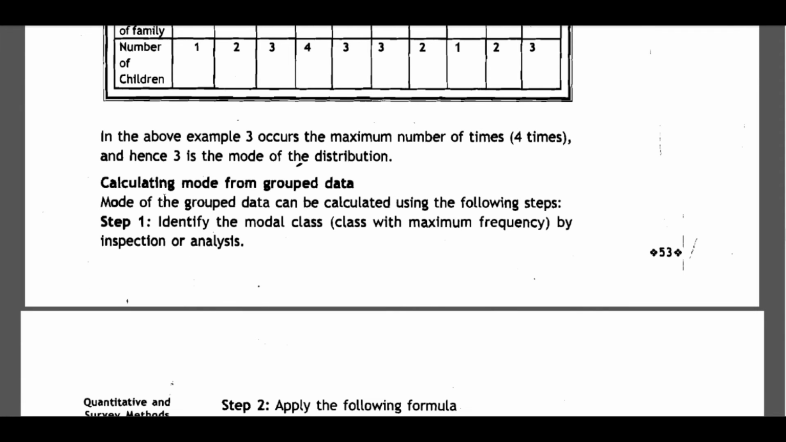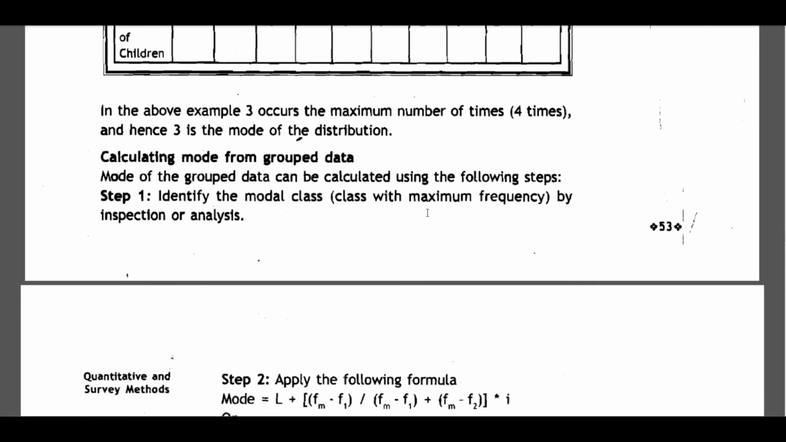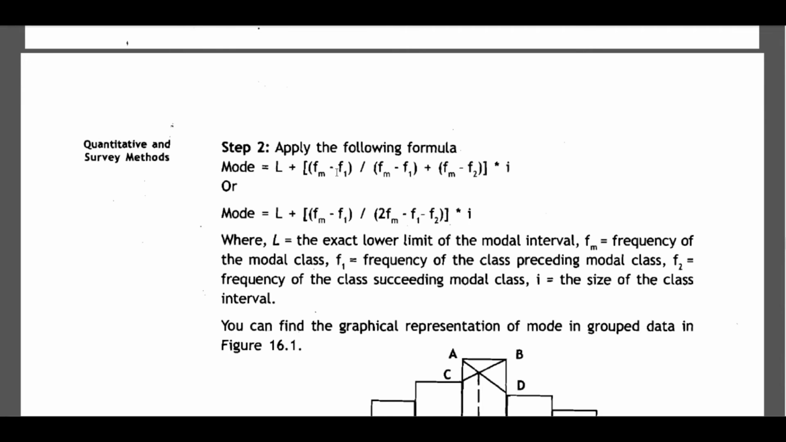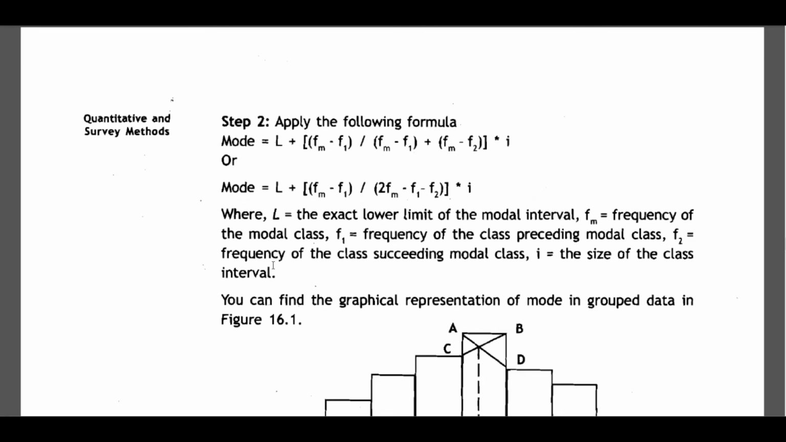Calculating the mode from the grouped data. Mode of the grouped data can be calculated using the following steps. Step 1 is identifying the modal class, the class with maximum frequency, by inspection or analysis. Then apply the following formula: mode is L plus (Fm minus F1) divided by (2Fm minus F1 minus F2), into I, where L is the exact lower limit of the modal interval, Fm is the frequency of the modal class, F1 is the frequency of the class preceding the modal class, F2 is the frequency of the class succeeding the modal class, and I is the size of the class interval.